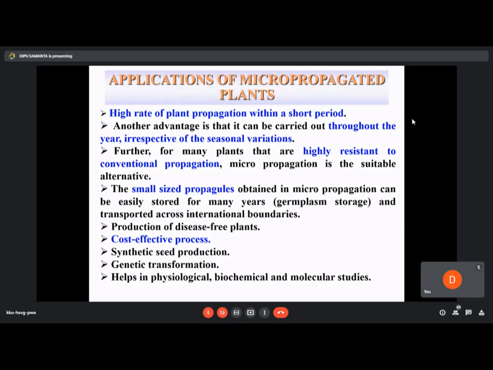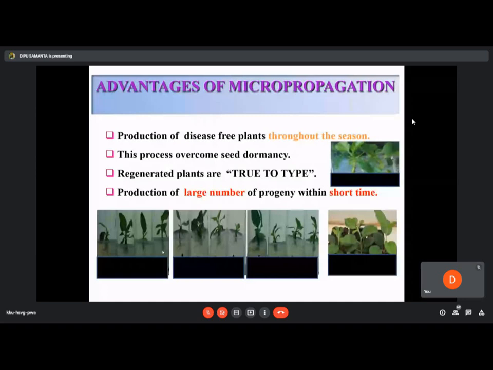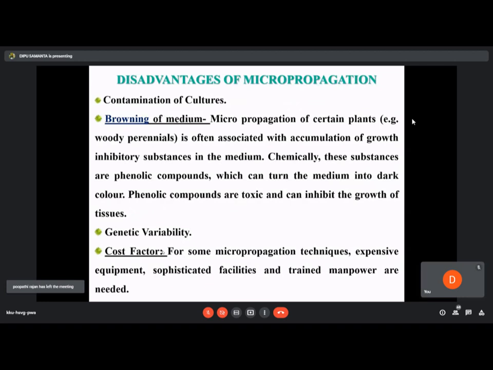Now, there are certain advantages also. Production of disease-free plants throughout the season. This process overcomes seed dormancy and allows regeneration of plants that are true to type, and the production of a large number of plants within a short time. There are a few disadvantages, that are contamination of culture, browning of media, genetic variability, that is somaclonal variation, which sometimes may come. Cost factor is also there. Sometimes some equipment or sophisticated facilities are required.